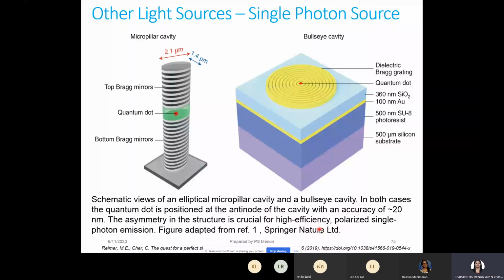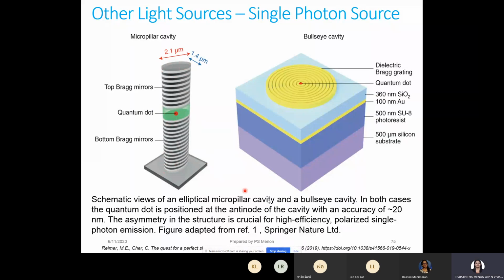Single photon source, all right? What is a single photon source? Only one photon is coming out. So this shows a schematic view of an elliptical micropillar. So it's elliptical in shape and it's a pillar, but it's a micropillar in micron size. That's why it's a micropillar cavity. So this is the cavity, and the cavity contains a quantum dot for emission. Only one quantum dot. That's why it's single photon.